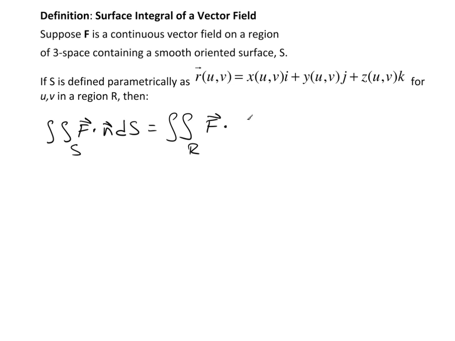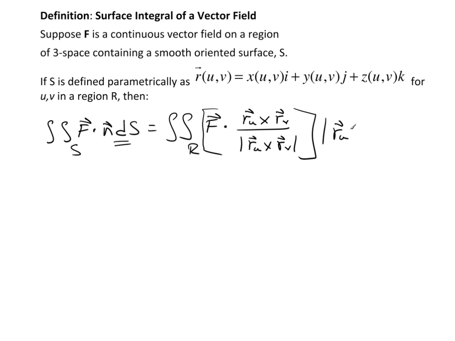F dot, well, what's this normal vector? It's going to be the partial of r with respect to u cross the partial of r with respect to v divided by the magnitude of the partial of r with respect to u cross the partial of r with respect to v. That's F dot n. And dS, just like we've done before, when we go from integrating over the surface to integrating over the parameter domain, is the magnitude of the partial of r with respect to u cross the partial of r with respect to v dA.